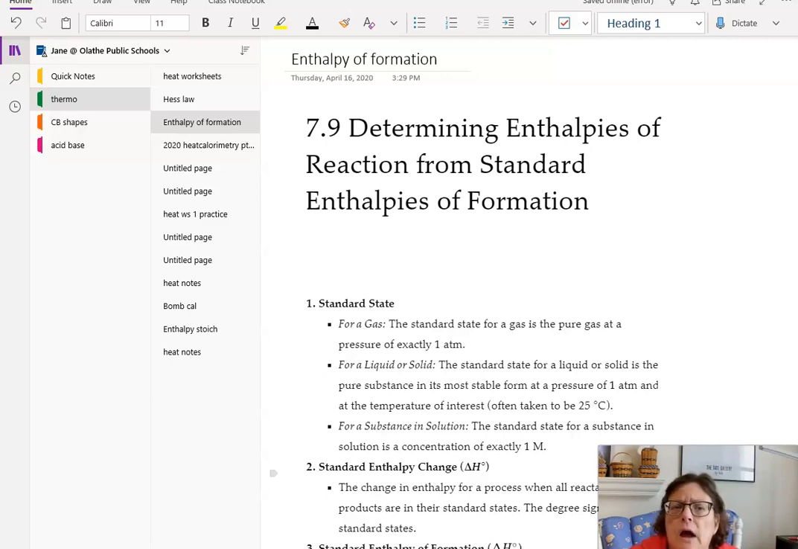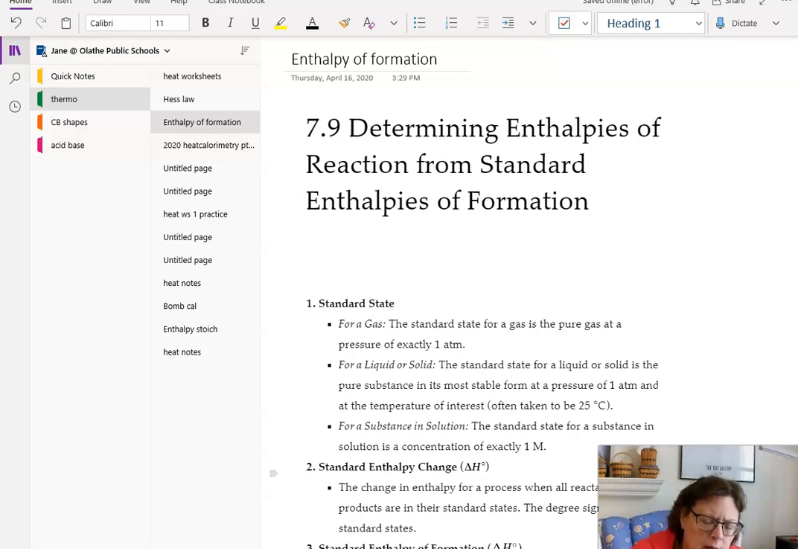And in our last discussion, we talked about how if we know the enthalpy of a reaction, we can use stoichiometry to figure out how many grams of something we used, or if we know the grams, how much energy it's going to produce. Today we're going to talk about enthalpies of a reaction and something called standard enthalpies of formation.